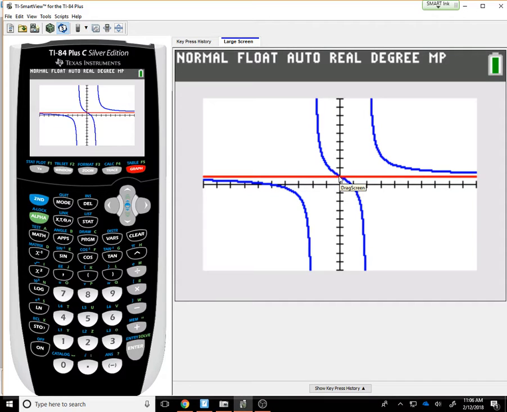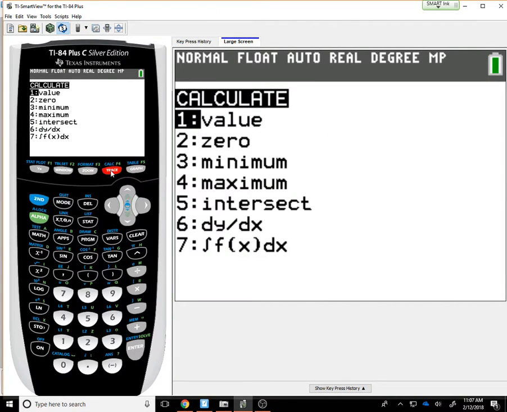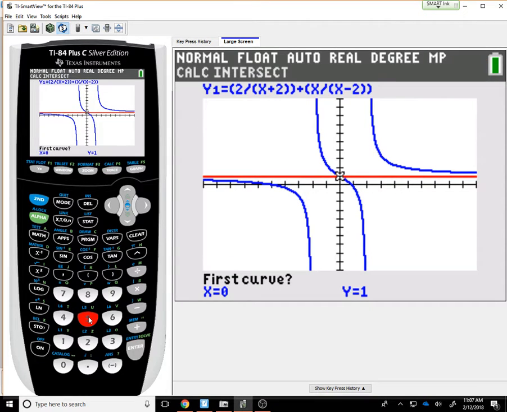Do you see it? When x is 0 and y is 1. Now, if you can't see it because there's no numbers there, I'm going to use this feature up here where it says calculate. So you're going to go second, calculate, and I want to find an intersection, which is number 5. It asks, what's the first curve? The first curve is the whole left side up there. The other curve is the right side, which is the equals 1 part. It says, take a guess. Right there. Press enter. The intersection is at 0, 1, which means that our solution is 1. Our solution is 1. And that's it.